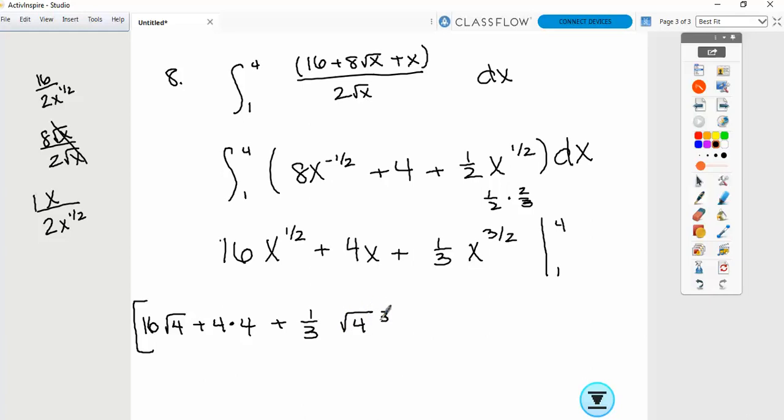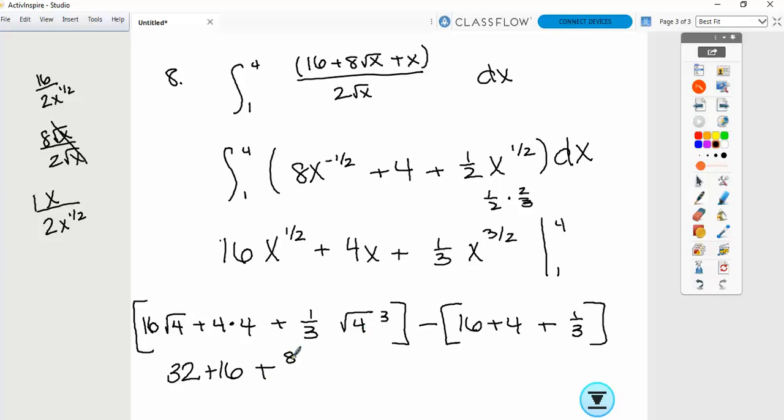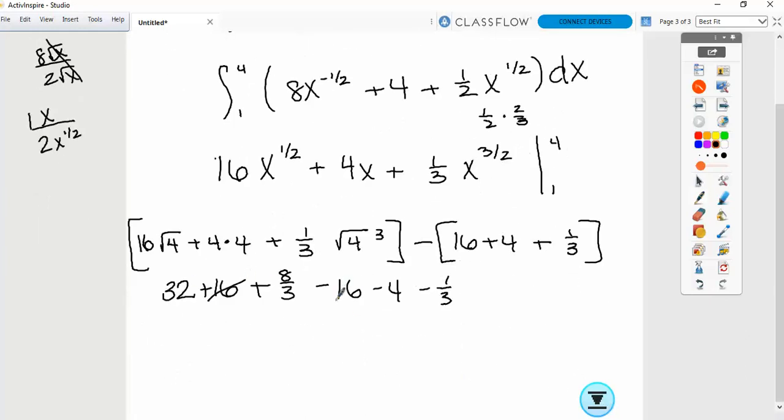The 3/2 is like the square root cubed. You put in 1, the square root of 1 is 1, so that's 16 plus 4. 1 to the 3/2 is still 1. The square root of 4 is 2 times 16, we get 32, plus 16, 2 to the 3rd is 8. Those drop, 32 minus 4 is 28, plus 7/3.